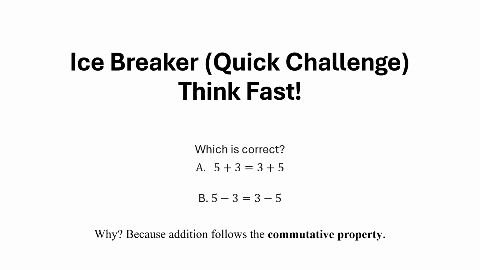Now we have 5 plus 3 to give you 8, and 3 plus 5 also gives you 8. 5 minus 3 will give you 2, and 3 minus 5 will give you negative 2. The answer is A. What is the reason? Because addition follows the commutative property. I believe you also had the same answer, correct.